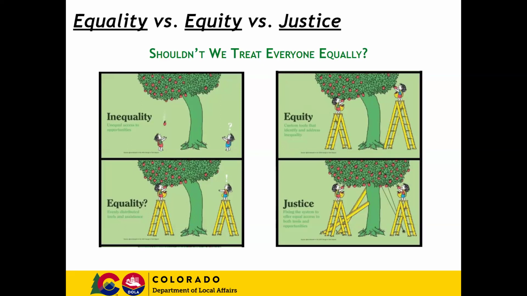So let's talk about making it equal. Let's give both children the same resource, divided equally. Now they each have a ladder that's the same size. One child has even better access to the apples, and the other child still does not have access because the tree is leaning. So even with an equal opportunity and equal resource, they still can't access the apples.